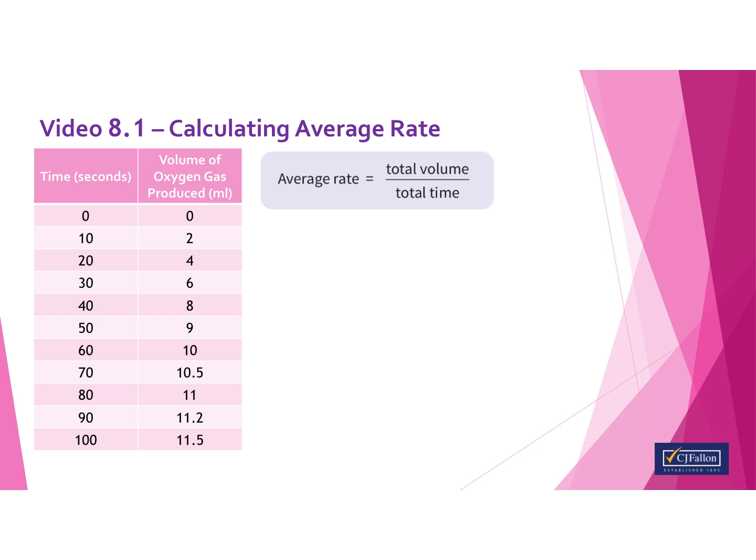On the left of the screen, you should see a table. This table documents the volume of oxygen gas produced in a particular experiment over 100 seconds. Values for the volume of oxygen gas produced were taken every 10 seconds. Using this data, we should be able to calculate the average rate of the chemical reaction over the time of the experiment. The formula for calculating average rate is seen in the centre of the screen.